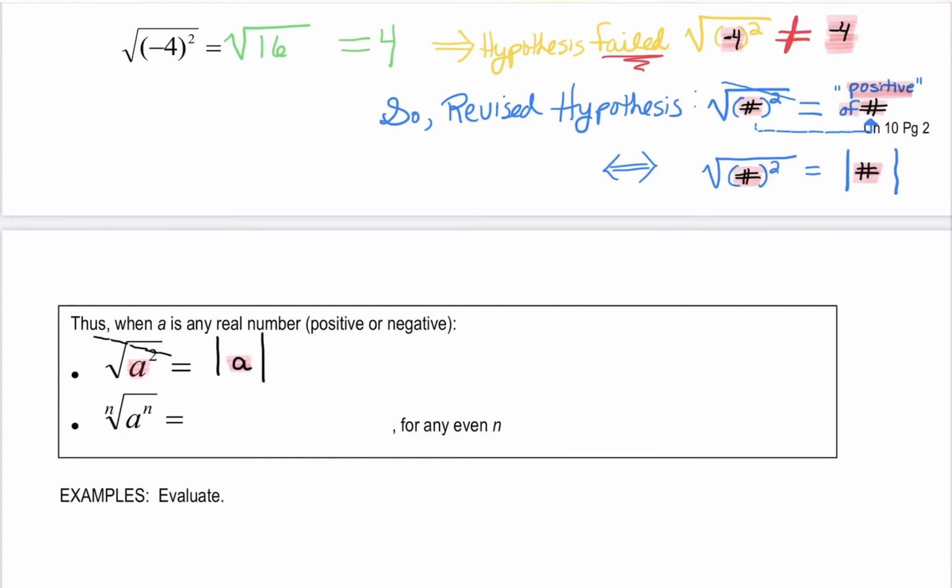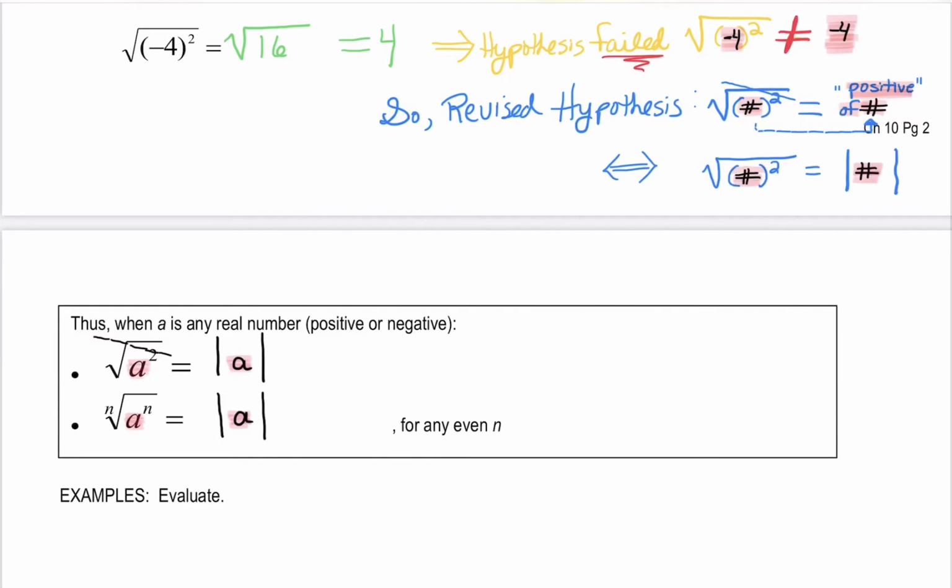Now, if we generalize that for any even index, this would extend if you had the fourth root of a to the fourth. This would extend to the sixth root of a to the sixth. Obviously, the square root is the most common, but you'll see the others. It will be the same thing for any even indexed radical that's raised to that same even power. So you are going to get back to that absolute value of a. Now, the same is not true for an odd. An odd index radical of something raised to an odd power, you just get back that number.